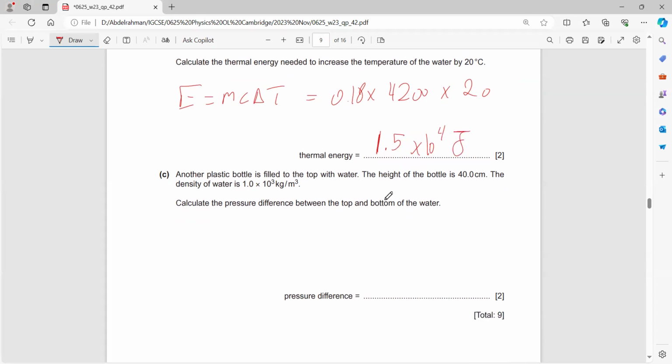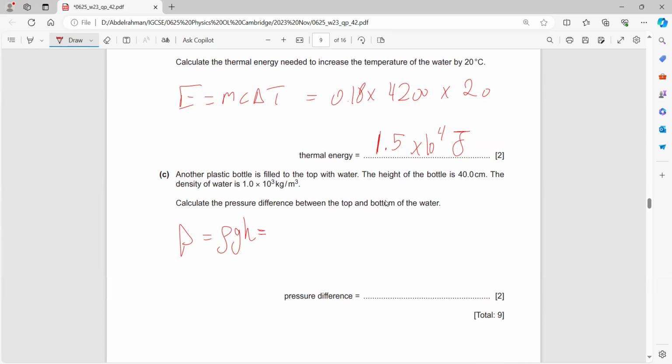Another plastic bottle is filled to the top with water. The height of the bottle is 40 centimeters. The density of the water is 1 times 10 to the power of 3. Calculate the pressure difference between the top and the bottom of the water. How? Pressure is equal to rho g h. Yes, pressure equals rho g h.